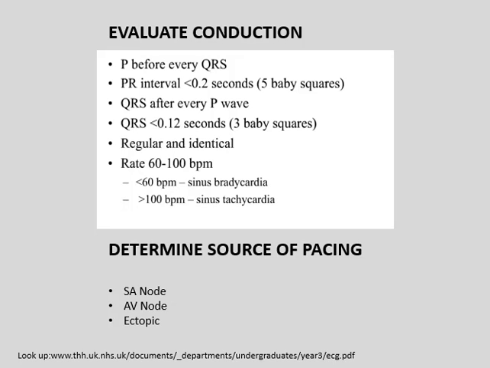In evaluating conduction, it always helps to have a look at the P wave and its relationship with QRS. Is there a P wave before every QRS? What is the length of the interval? Is it within 0.2 of a second? Is there a QRS after every P wave? What is the length of the QRS interval? Remember, it's supposed to be less than 0.12 seconds. Are the P waves regular and identical? Are the QRSs regular and identical? And of course, the rate. Is it bradycardia or tachycardia? And it helps to determine the source of pacing. Is it the SA node, the AV node, or an ectopic?